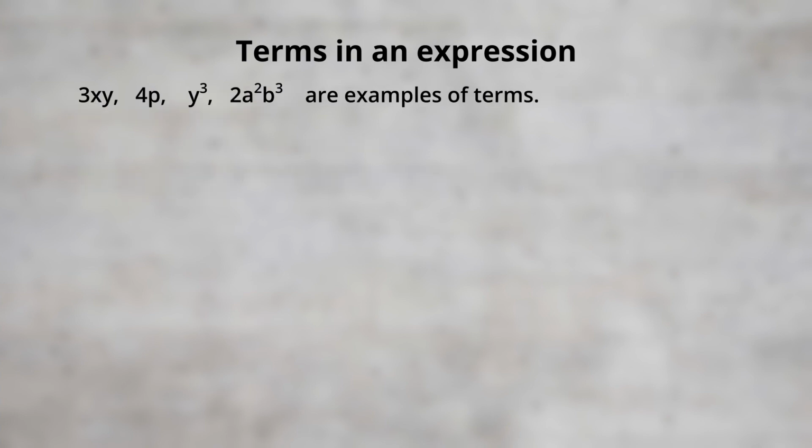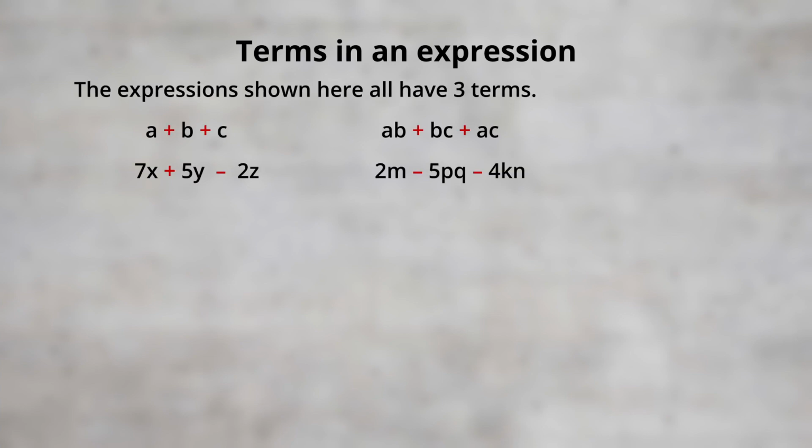3xy, 4p, y to the power of 3, 2a squared, b to the power of 3 are examples of terms. Look at these expressions shown. They all have 3 terms, but because the terms are all different, they cannot be added together. In each case, the terms are separated by plus and minus signs. The signs indicated in red are the important ones to look at.